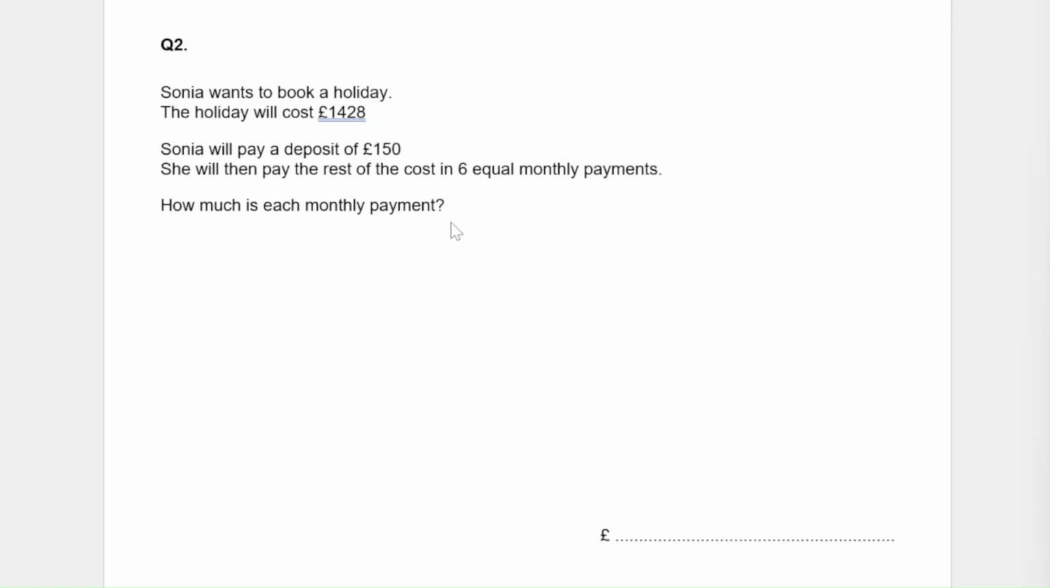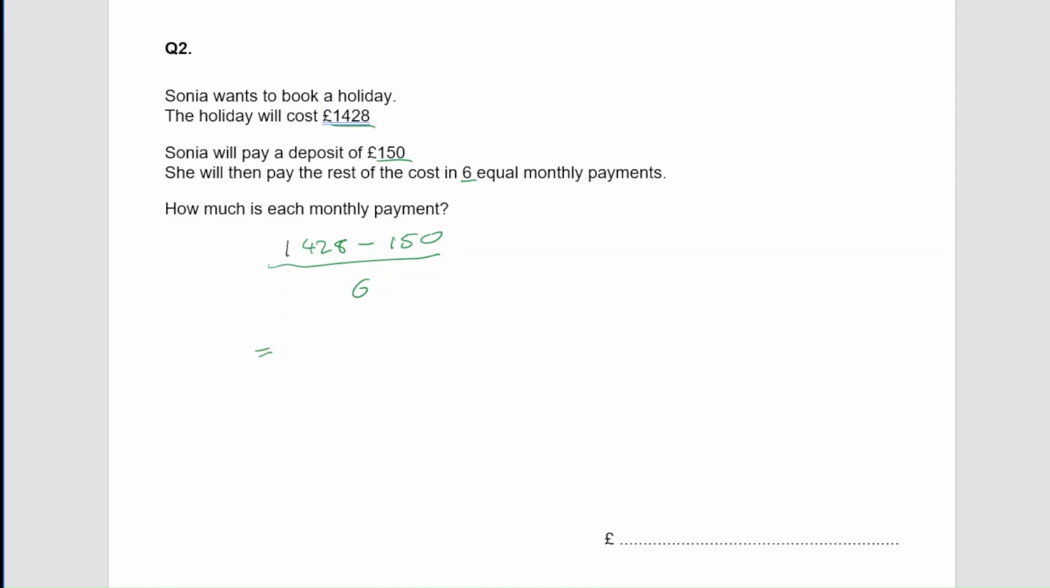Right, I'm going to write the sum before I do the calculation. So I'm going to do 1,428 minus the deposit of 150, and then I want to divide that answer by 6. And that'll give me the monthly payments. There's no real need to do those sums separately. Your calculator can handle doing the whole of that by itself.